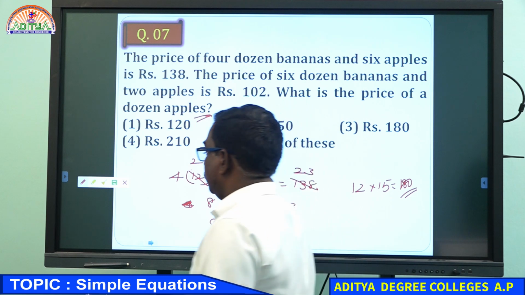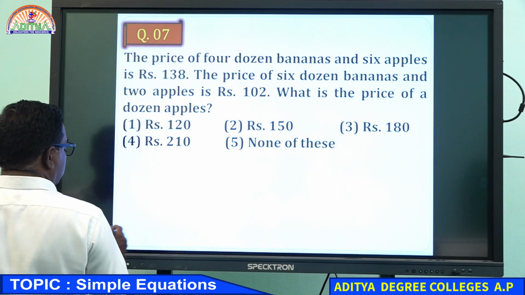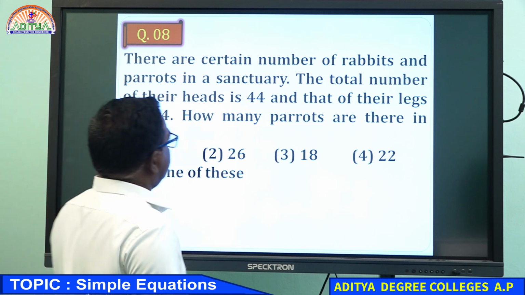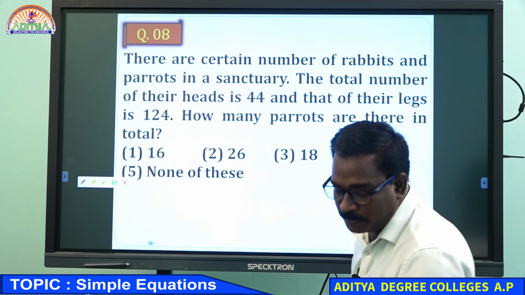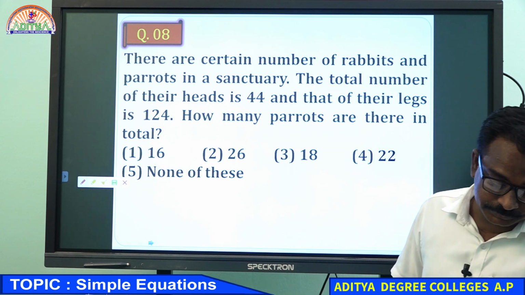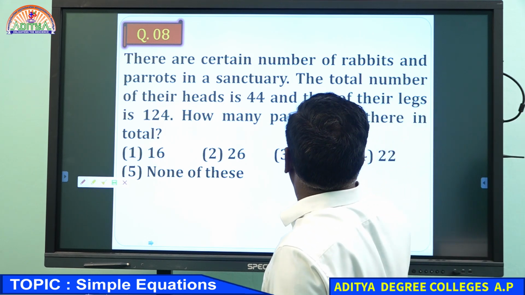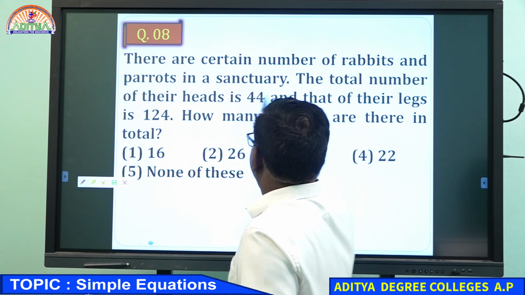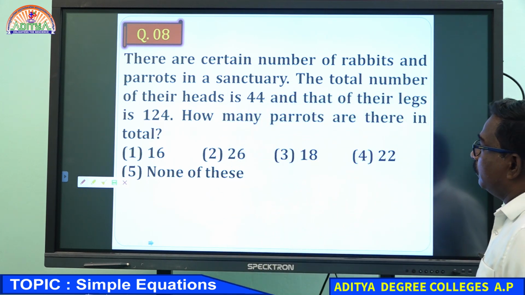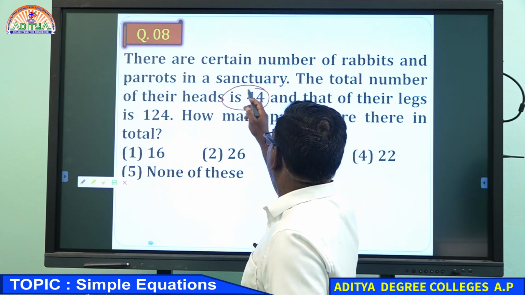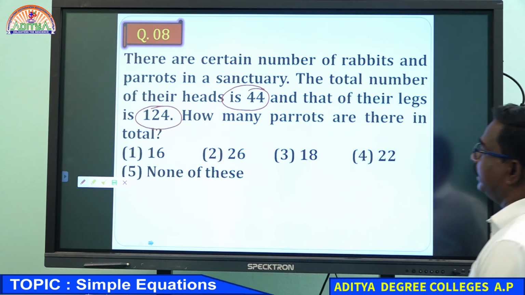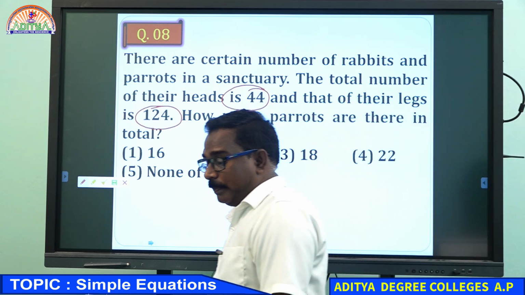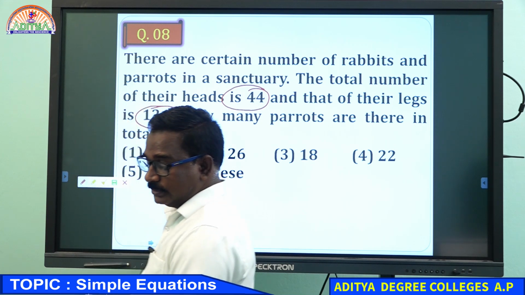One more example I will give. Just you try. See this one. Read the question carefully. It's a simple equations topic, you need to solve it in a simple manner. There are a certain number of rabbits and parrots in a sanctuary. The total number of their heads is 44 and their legs is 124. How many parrots are there in total? Just try, you can discuss now.